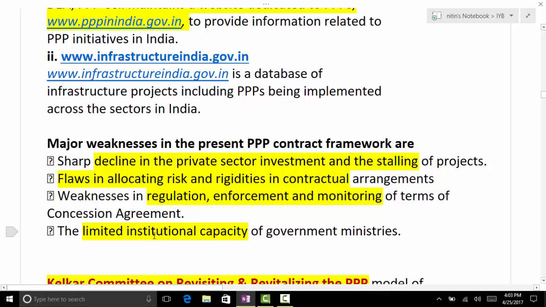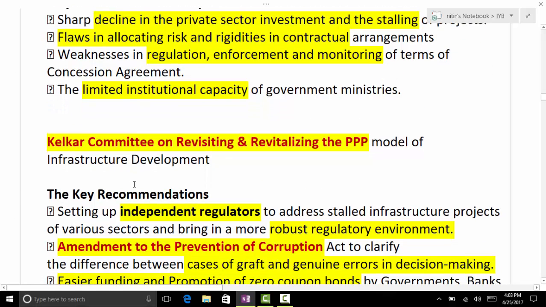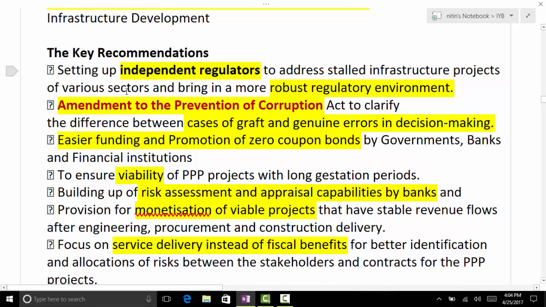There was limited institutional capacity of the government ministries, and issues in regulation, enforcement and monitoring. So these are certain major weaknesses in the PPP contract framework. Then whatever solution comes to your mind, one of the major solutions is the Kelkar Committee on Revisiting and Revitalizing PPP. If you discuss PPP, or infrastructure and how to revive it, the Kelkar Committee recommendations are the ones. Even if you don't remember the exact recommendations, mentioning the name would do the work. So remember the whole name, Kelkar Committee for Revisiting and Revitalizing the Public-Private Partnership Projects. It gave certain recommendations, for example, independent regulators.